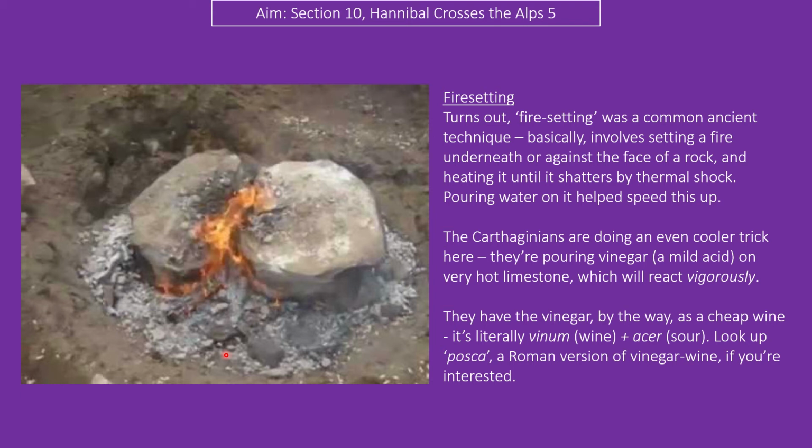The Carthaginians are doing an even more cool trick, which is the rocks here are mostly limestone, so they are getting a nice, very cool chemical reaction by pouring vinegar, which is an acid, onto hot limestone. It's just completely dissolving it very vigorously. The vinegar is just a cheap wine. It's not actually going to be very alcoholic, because the fermentation process that turns wine into vinegar removes most of the alcohol and makes it into acetic acid. The things you learn, eh?